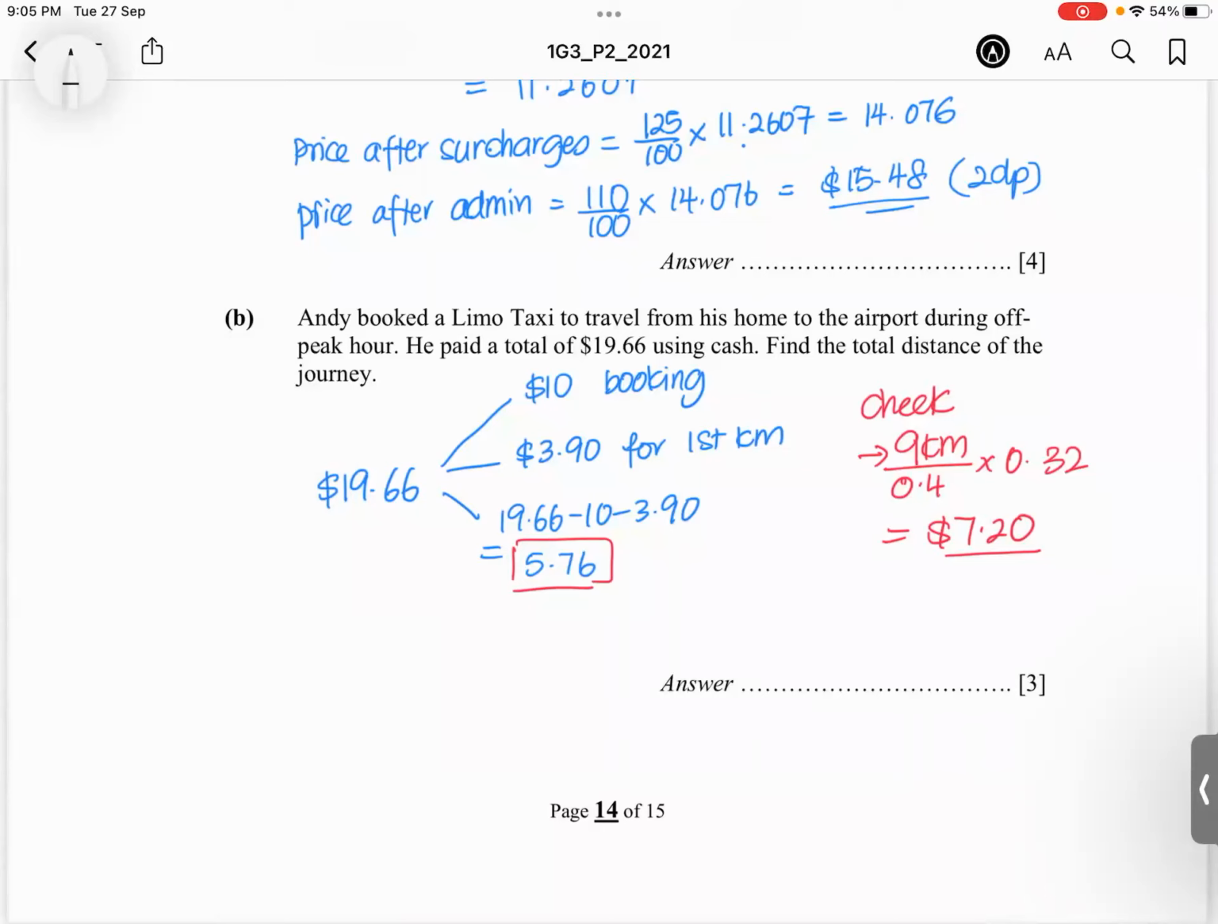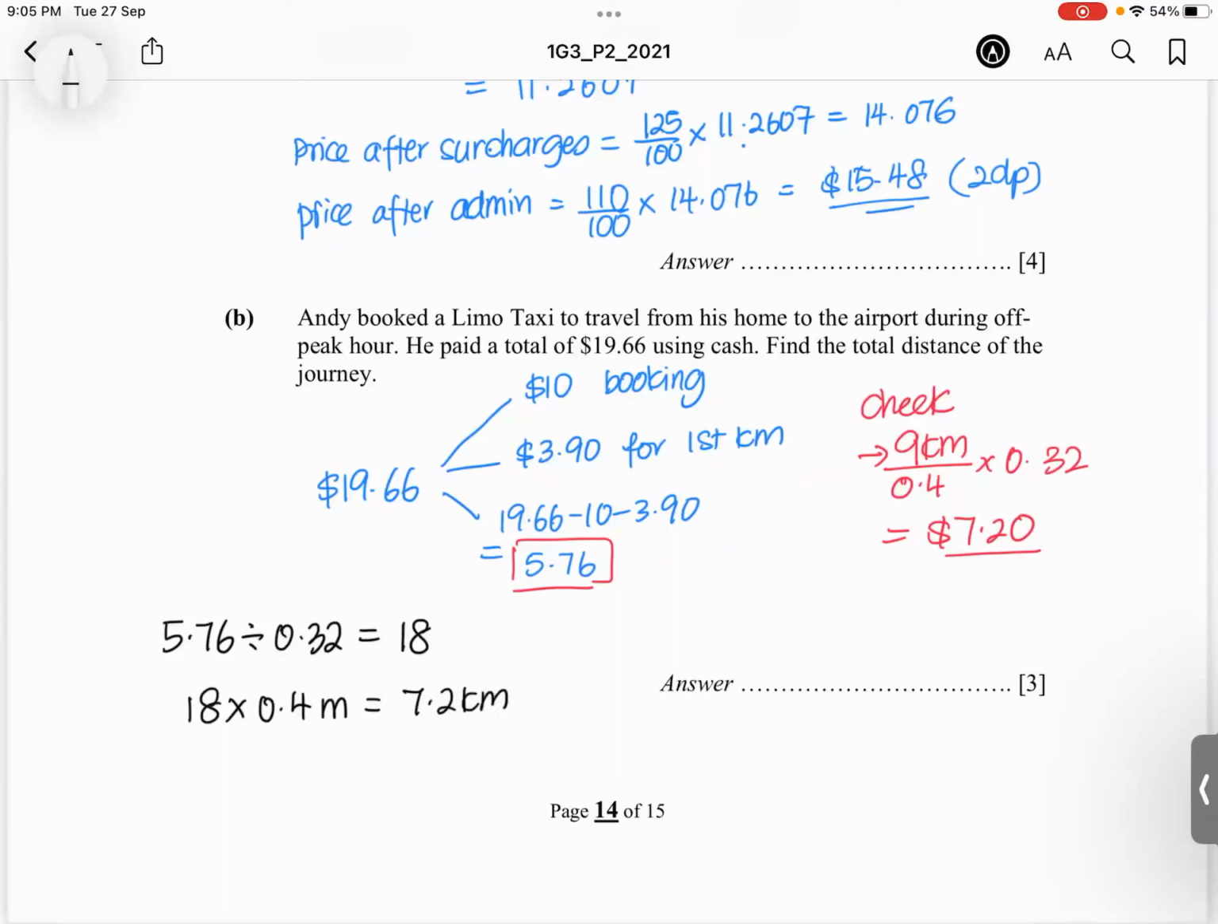What do I need to do? I need to take $5.76. I divide by 0.32, my rate first. So 5.76 divided by 0.32, okay, this one is 18. That means I have 18 parts of 400 meters. I repeat, I have 18 components of 400 meters. So it will be 18 times 0.4 kilometers, which gives me 7.2 kilometers.